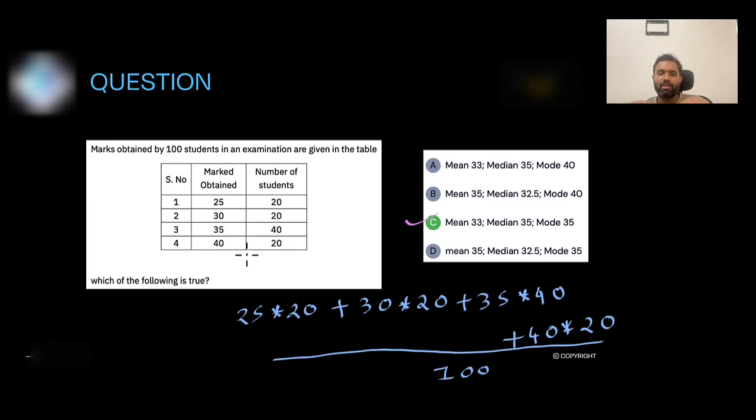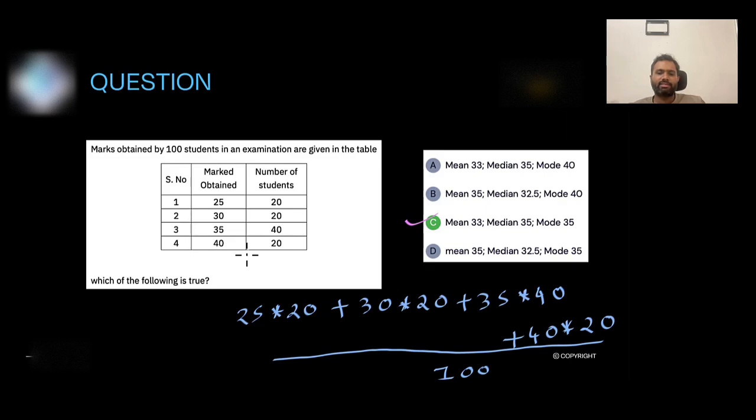That is mode. Median is when you organize all of them from lower to higher, and whatever the middle value is. If you organize it, there are 100 data points, so the 50th data point will be in the middle. On the left-hand side, the first 20 data points have 25 marks. Then the 20th to 40th data points have 30 marks, and the 50th data point actually has 35 marks. So that will be your median.